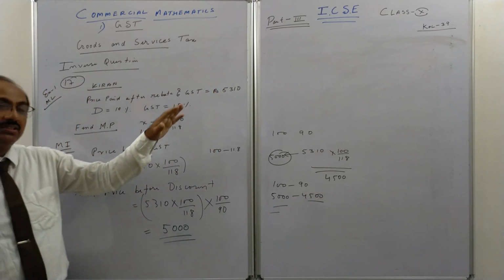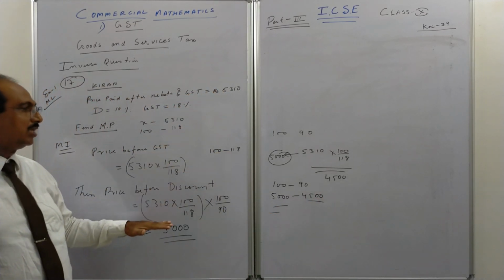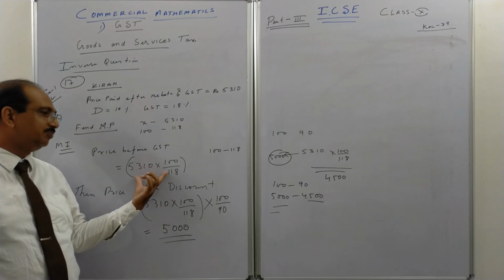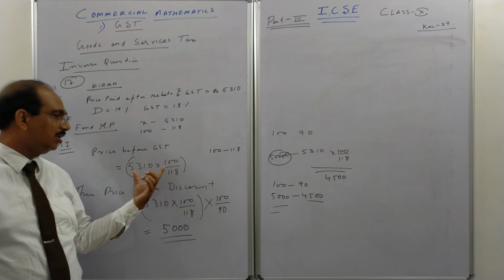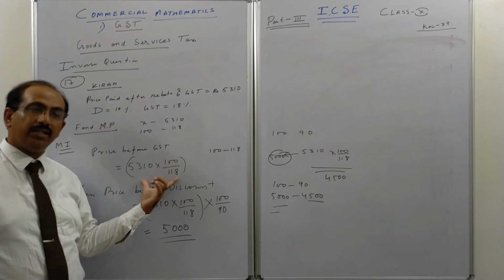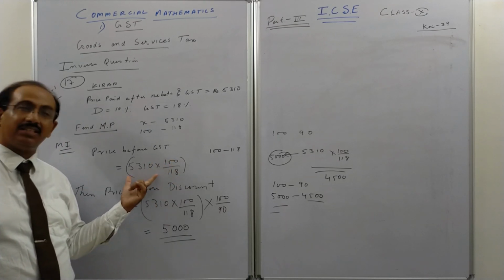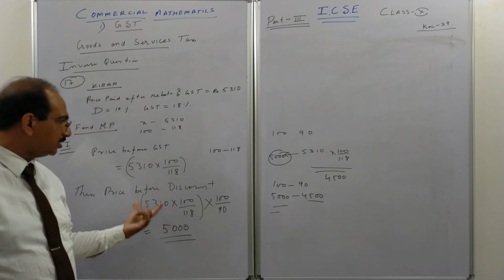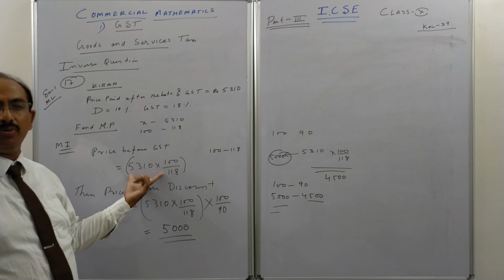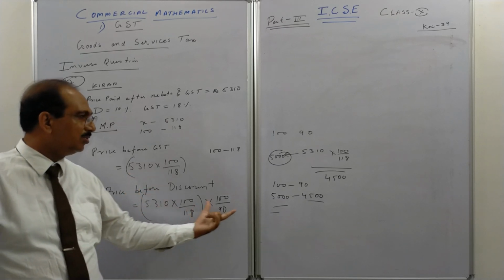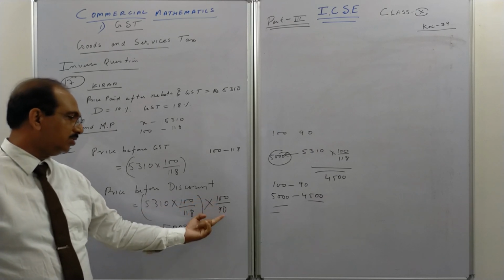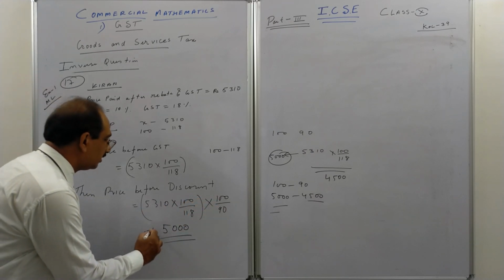So the X method is a little longer, but ultimately we get this. Once more, the price before GST is less. GST is like profit. 100 goes up and 118 comes down because I want less than this. But here, this was after discount where we put GST, so before discount it will be more. So 100 goes up, 90 comes down. So this is the answer.